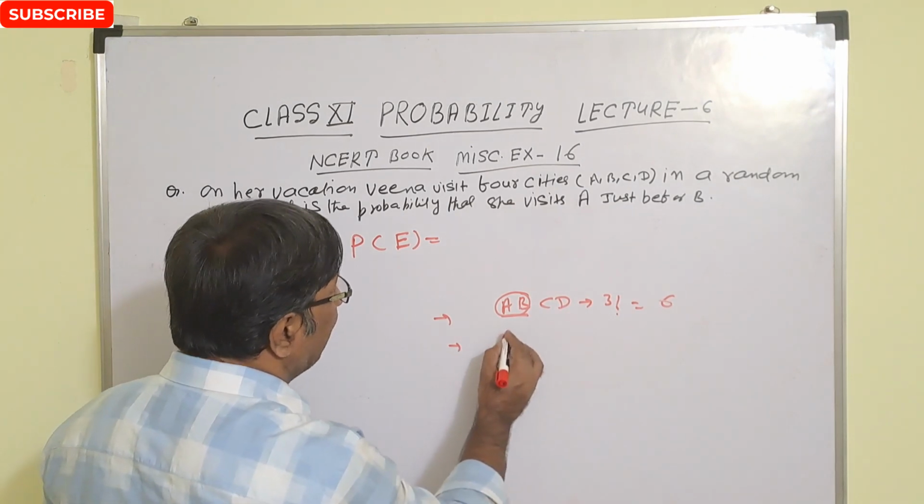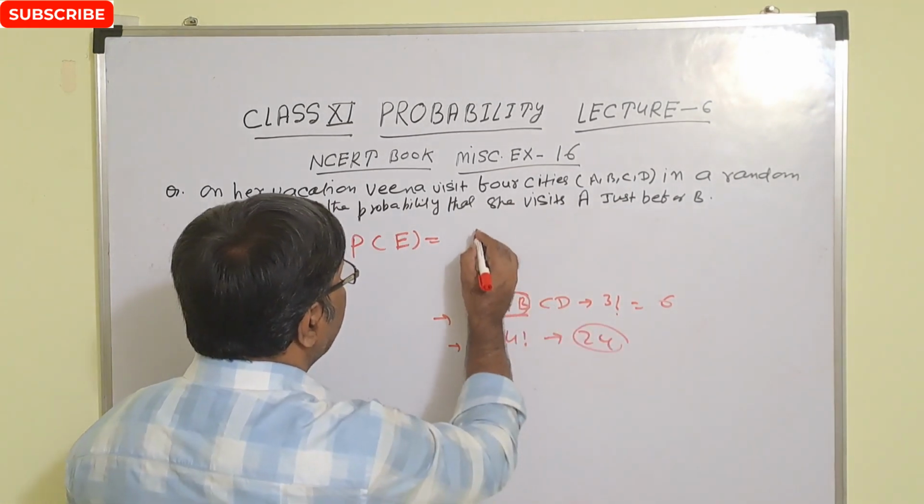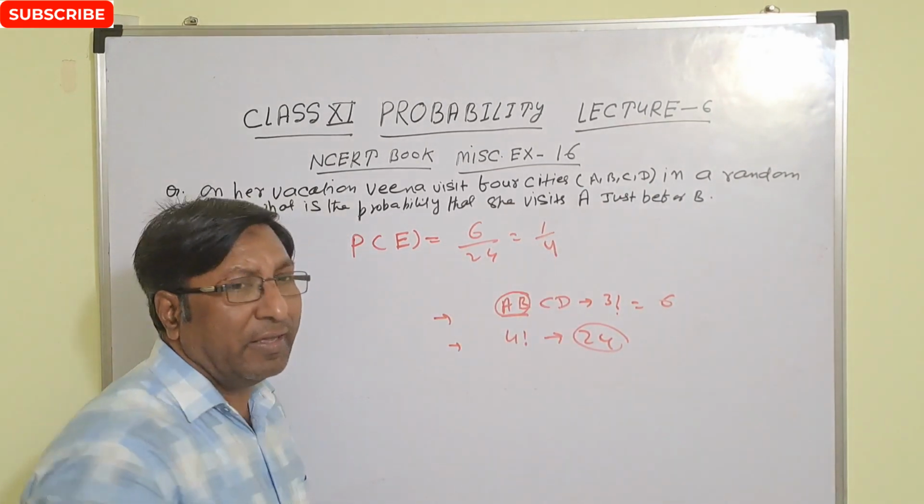And total outcome is 4 factorial, that is 24. So the correct answer is 6 by 24, that is 1 by 4, the right answer.